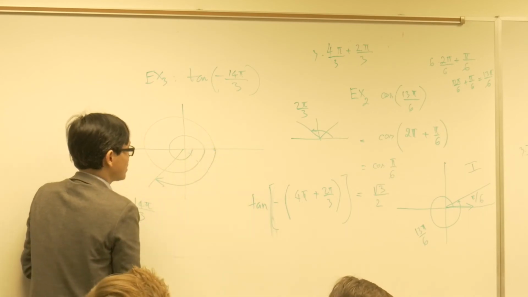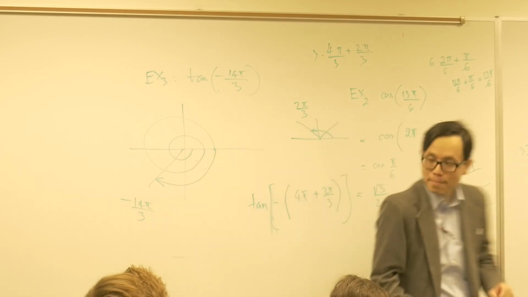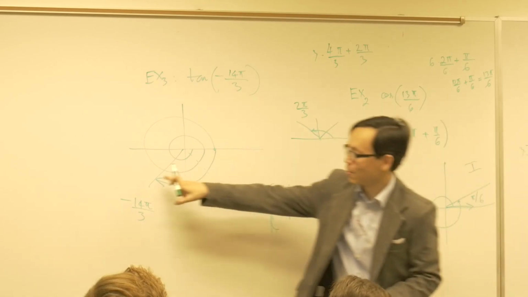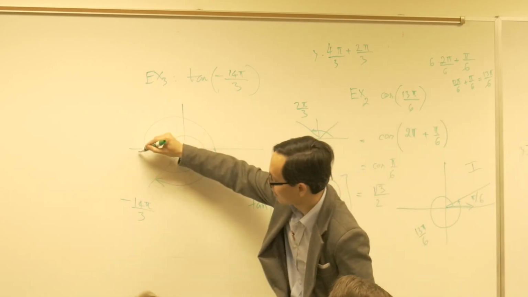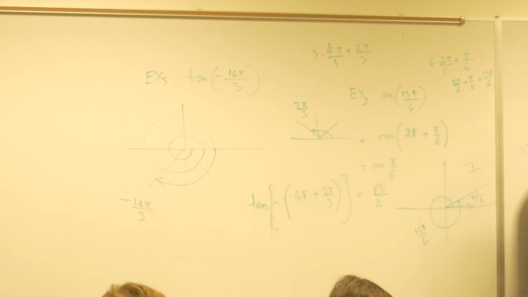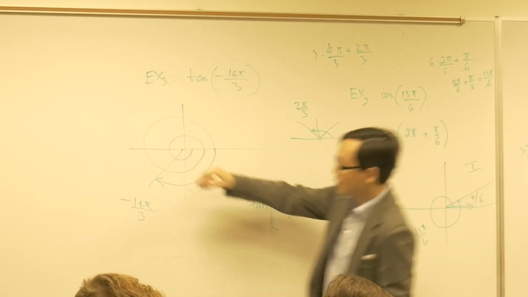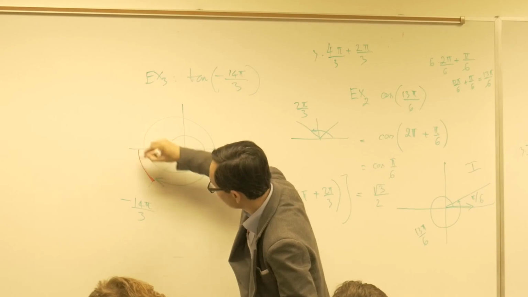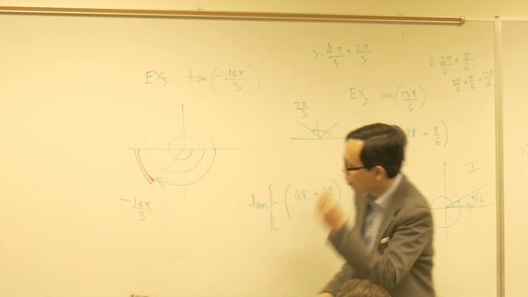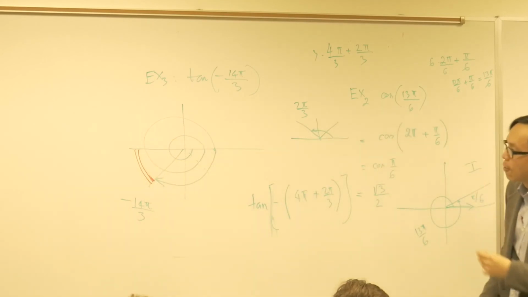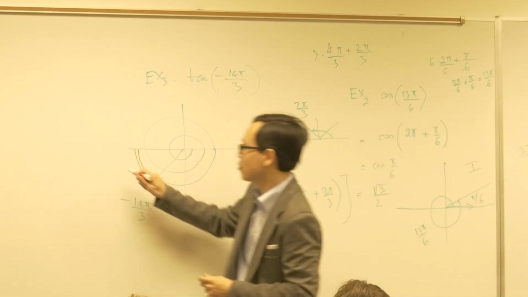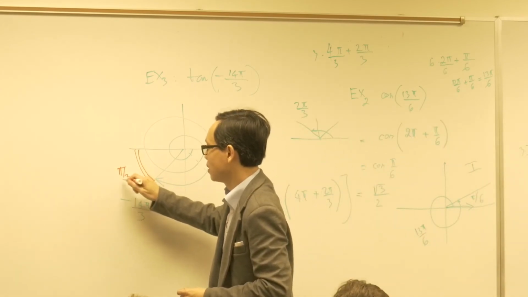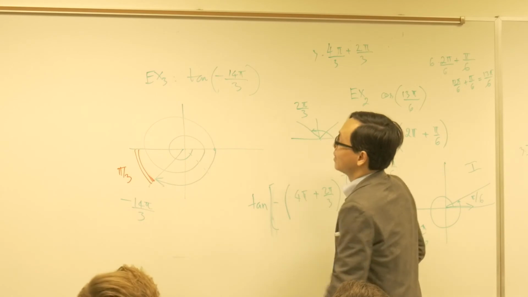Okay. And where's the reference angle? 60, negative 60, right here, right? This is the reference angle right here. So let me use a different color. And the value, the radian unit over here, will be what? Pi over 3. Okay, so I can write this.